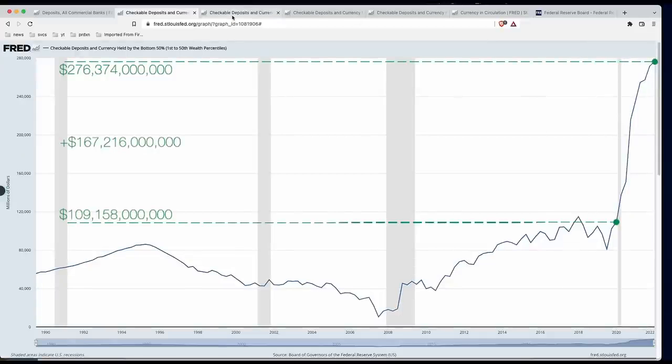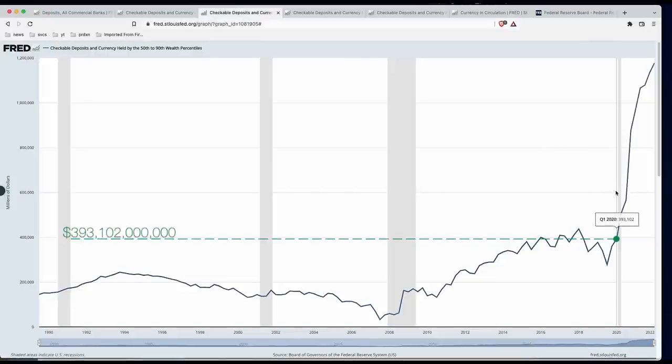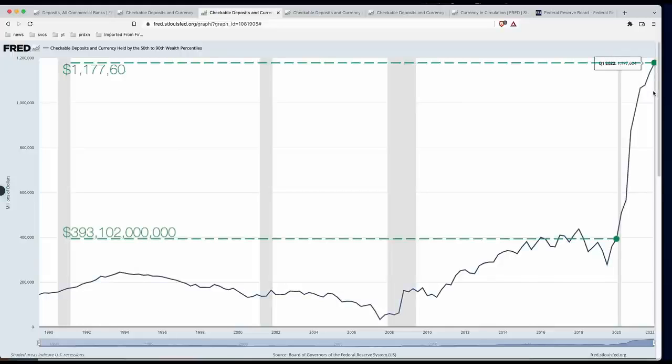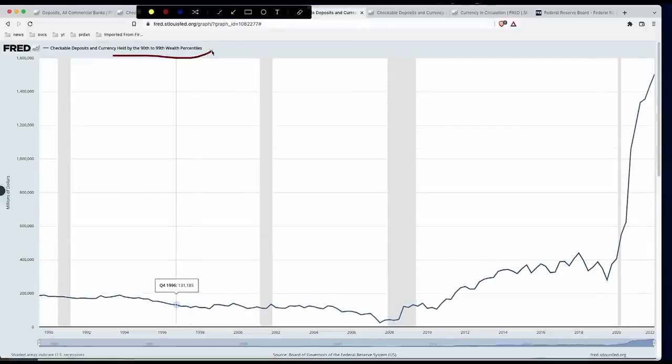Now, if we go to the next band of wealth, this is the 50th to the 90th percentile. And again, this is checkable deposits. There's a little bit of cash there, but that's not much. And the numbers here are, before the pandemic, you had $393 billion. And then after the pandemic, those checkable deposits were $1,177.6 billion. So a little bit over $1 trillion. That's a gain of $784.5 billion.